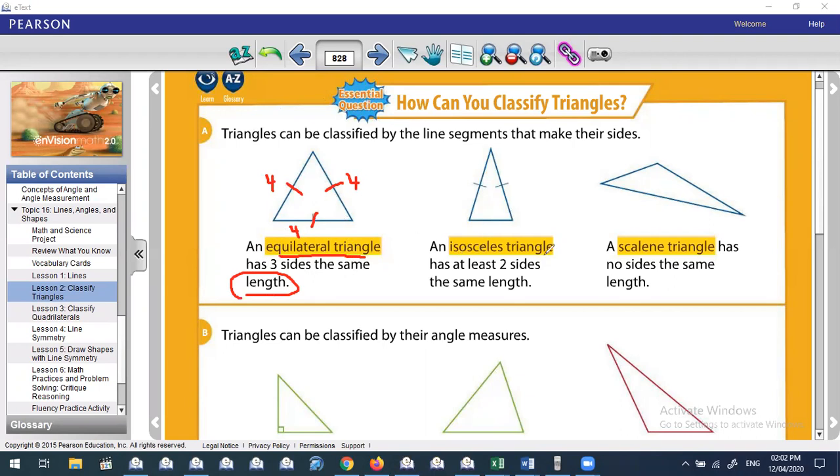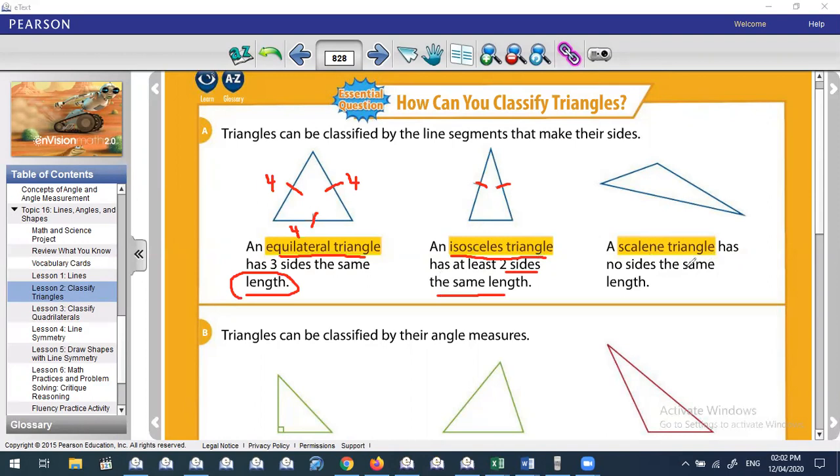Isosceles triangle. An isosceles triangle has at least 2 sides the same length. We have 2 sides equal in length, so the triangle is an isosceles triangle. The third one, scalene triangle.